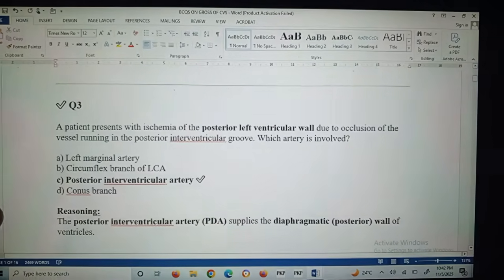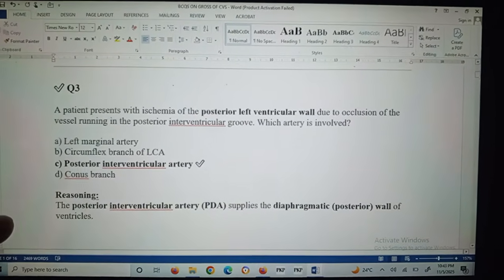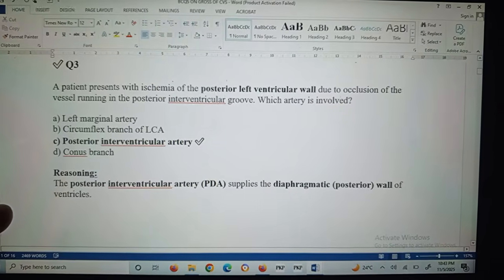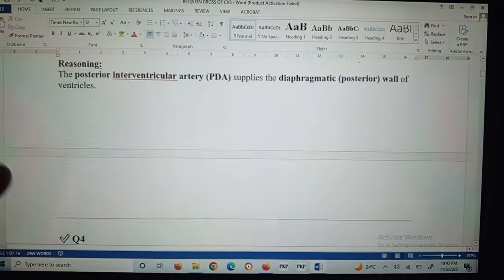Question number 3: a patient presents with ischemia of the posterior left ventricular wall due to occlusion of the vessel running in the posterior interventricular groove. Which artery is most likely involved? The posterior interventricular artery is involved, as it supplies the diaphragmatic posterior wall of the ventricles.